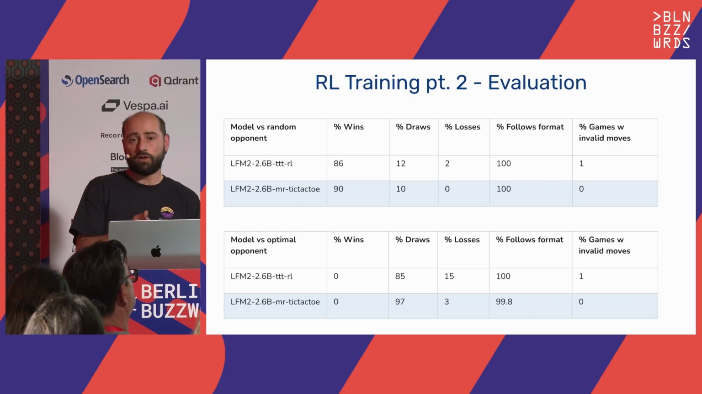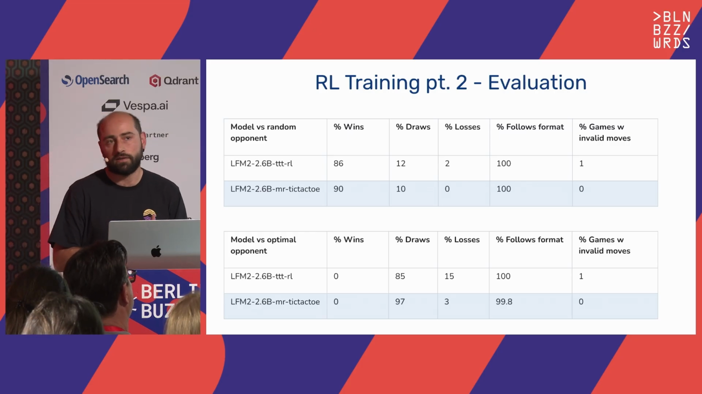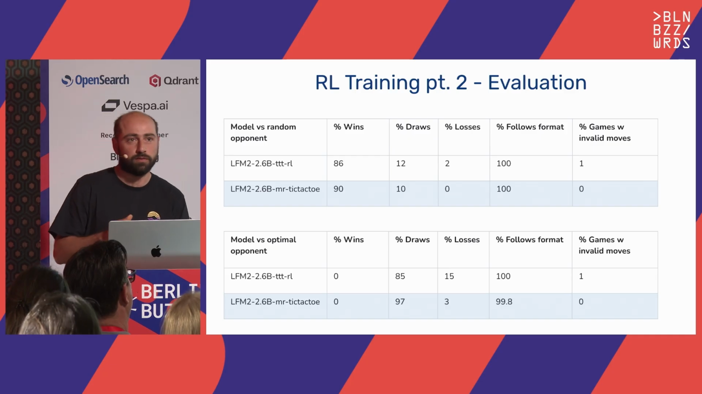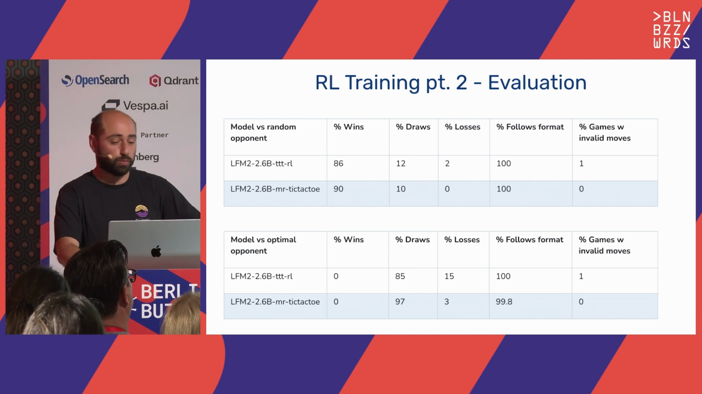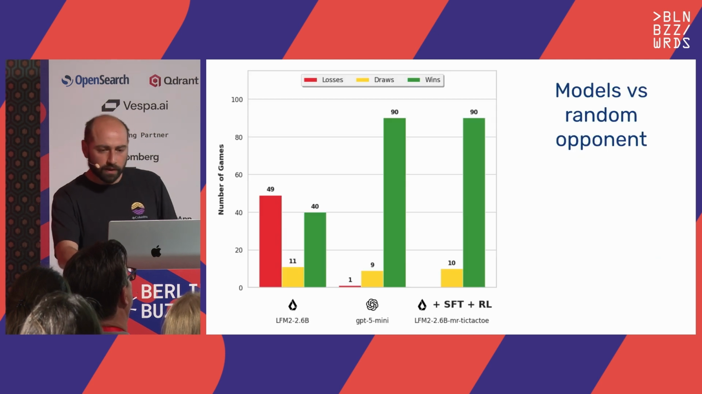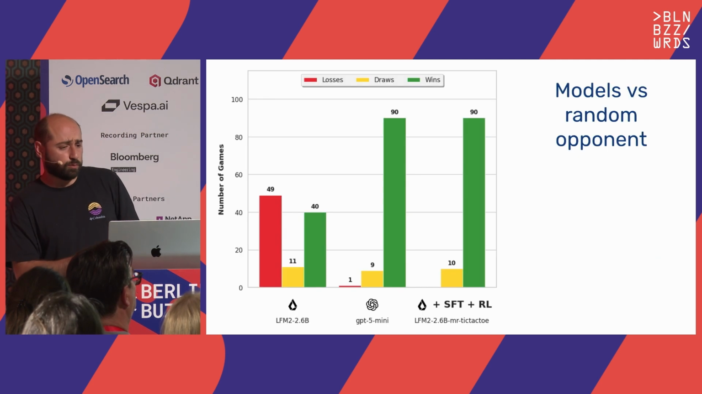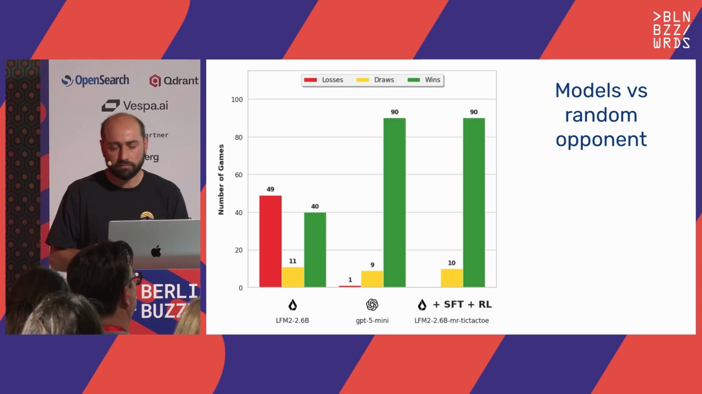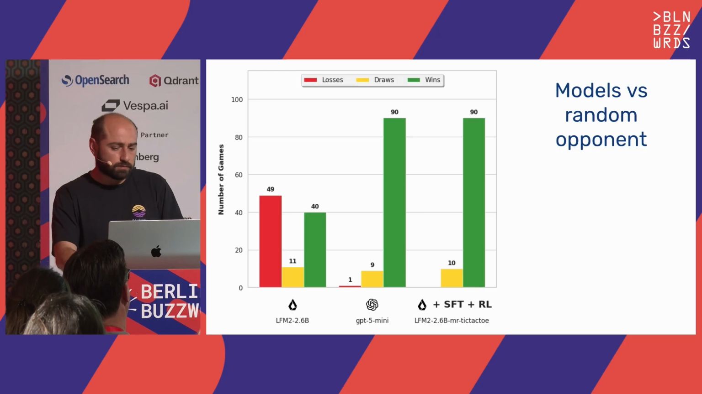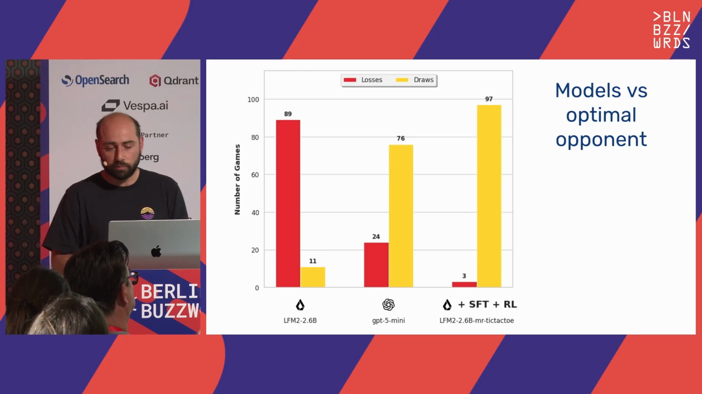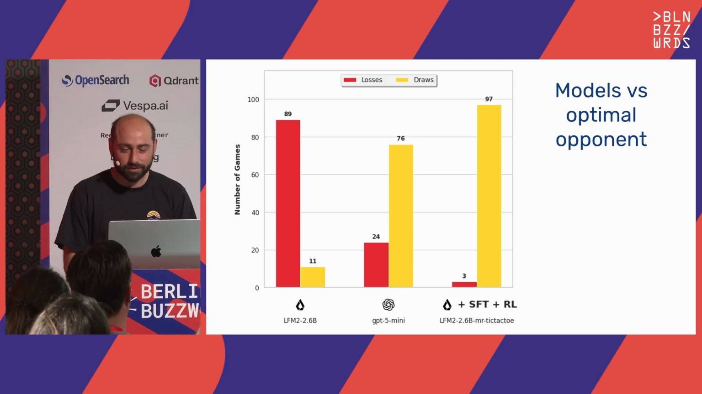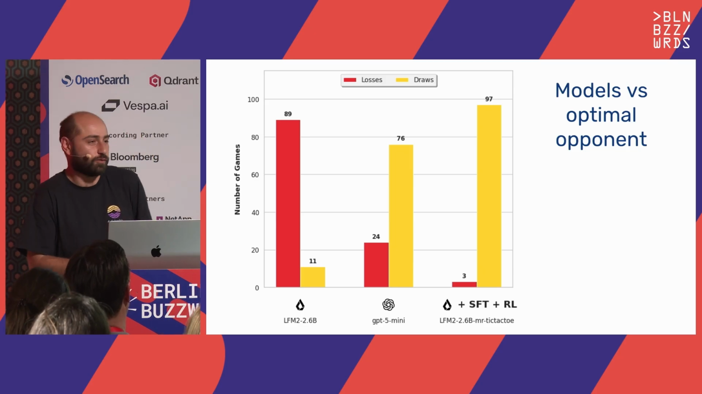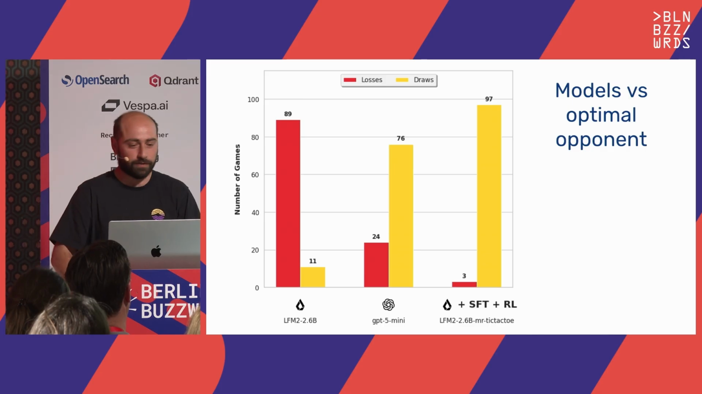But we can now also compare our model with GPT-5 Mini, which is the model we also used for the quick supervised fine-tuning warm-up. Against a random opponent, our model is now on par with GPT-5 Mini. But against an optimal opponent, our model managed to beat GPT-5 Mini. Of course, just in this specific task.